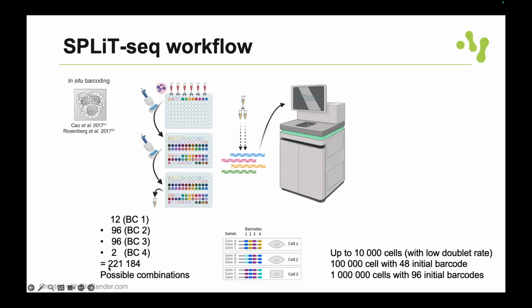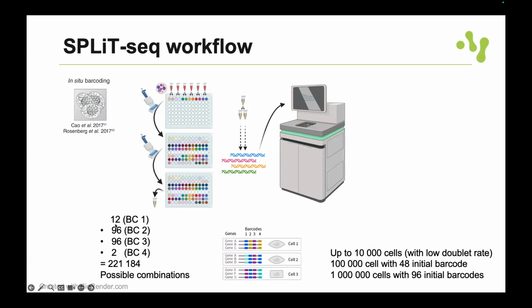Then you had 221,000 possible combinations. And this configuration of the kit, this is what Parse calls a mini kit. So it's commercialized by Parse Biosciences, and they say you can do up to 10,000 cells with a low doublet rate because you had 221,000 combinations. Then they have what they call a whole transcriptome kit.